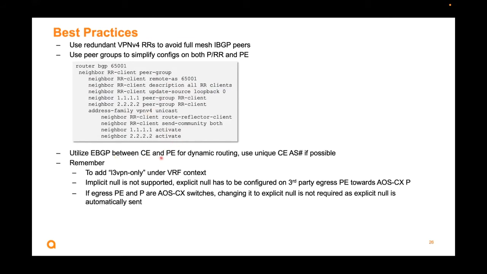Utilize EBGP between the PE and the CE for dynamic routing, and use a unique CE AS number if possible. Remember to add layer 3 VPN only under the VRF context. So implicit null is not supported, as I mentioned. If you're using a third-party PE towards CX, you need to make sure that explicit null is configured on the PE. If the egress PE and the P are CX switches, you do not need to change it.